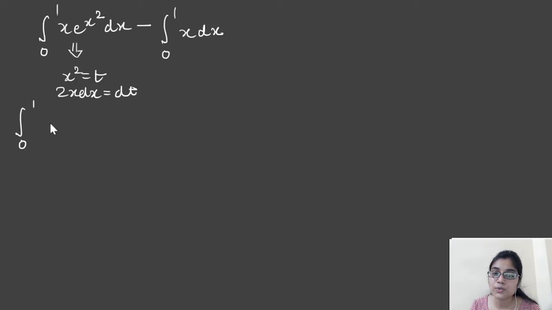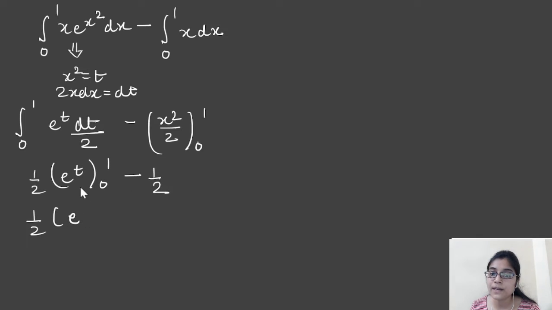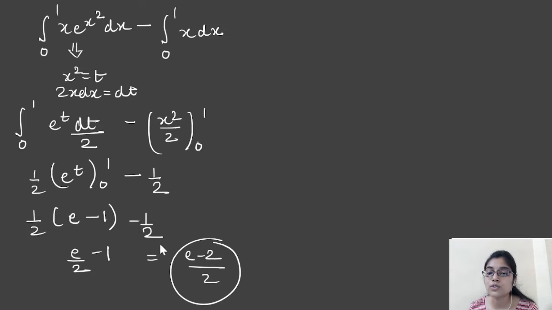So this is going to be e raised to the power t, and then you got dt by 2. यहाँ पे x square by 2 आ जाएगा. 0 to 1. ठीक है, 1 by 2 e raised to the power t. This is your 0 to 1 minus, here you will get 1 by 2. So this is 1 by 2 e. Then once you will keep t equal to 0, you will get 1 minus 1 by 2. तो आप देखो e by 2 minus 1 by 2 minus 1 by 2 is your minus 1. So e minus 2 by 2 is going to be the answer.